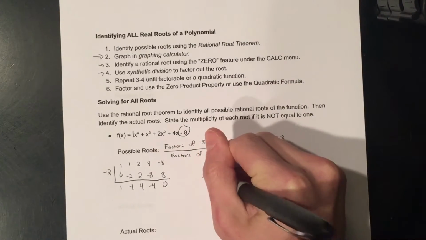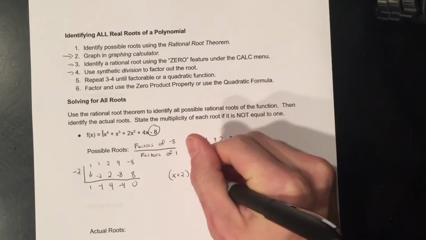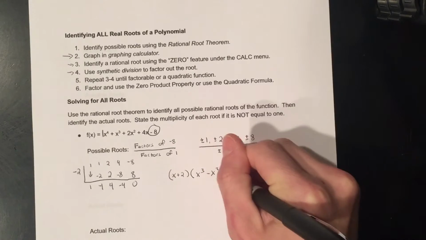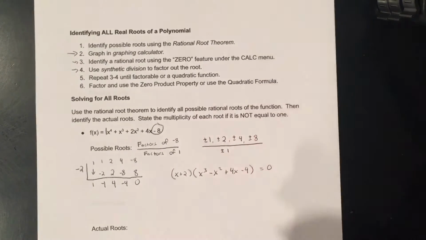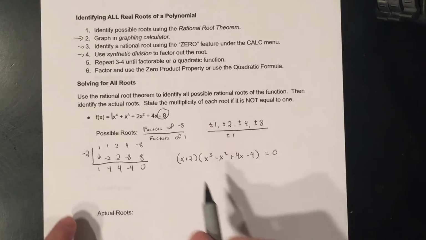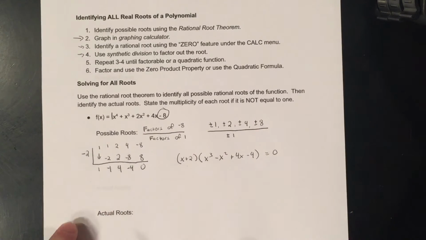This is where some of the tricky parts come in next. I'm going to write the factored form of my polynomial. Now you might be asking yourself, where did I get all these numbers from? Well, I'm actually getting it from the synthetic division. X plus 2 is the factored form of x equals -2, right?